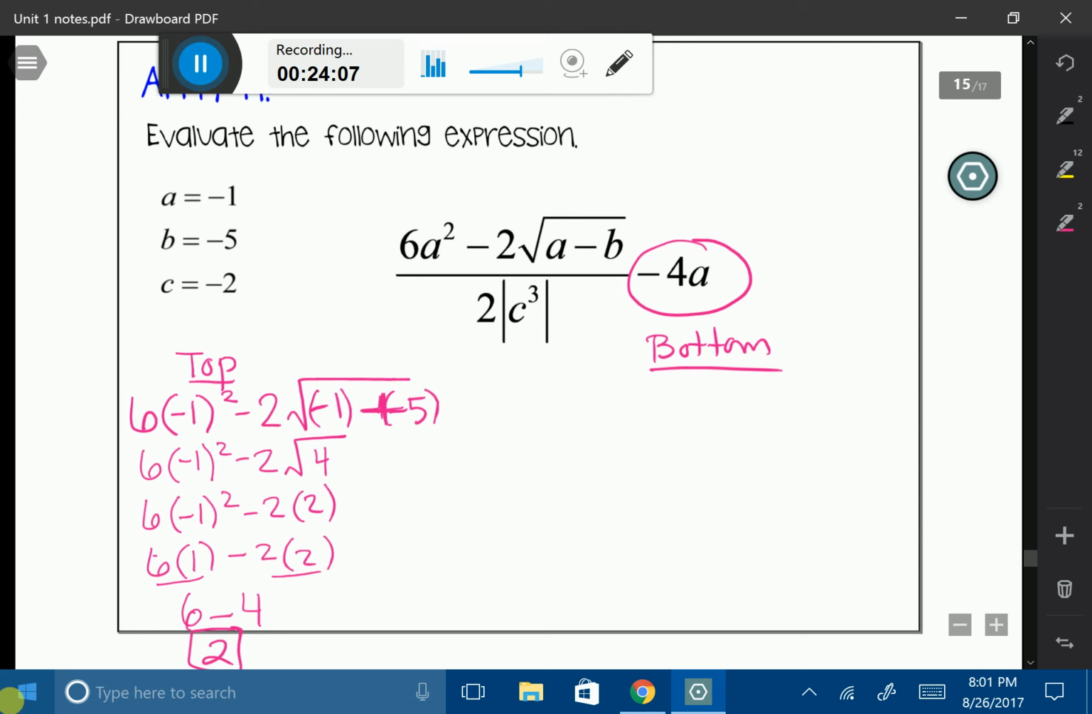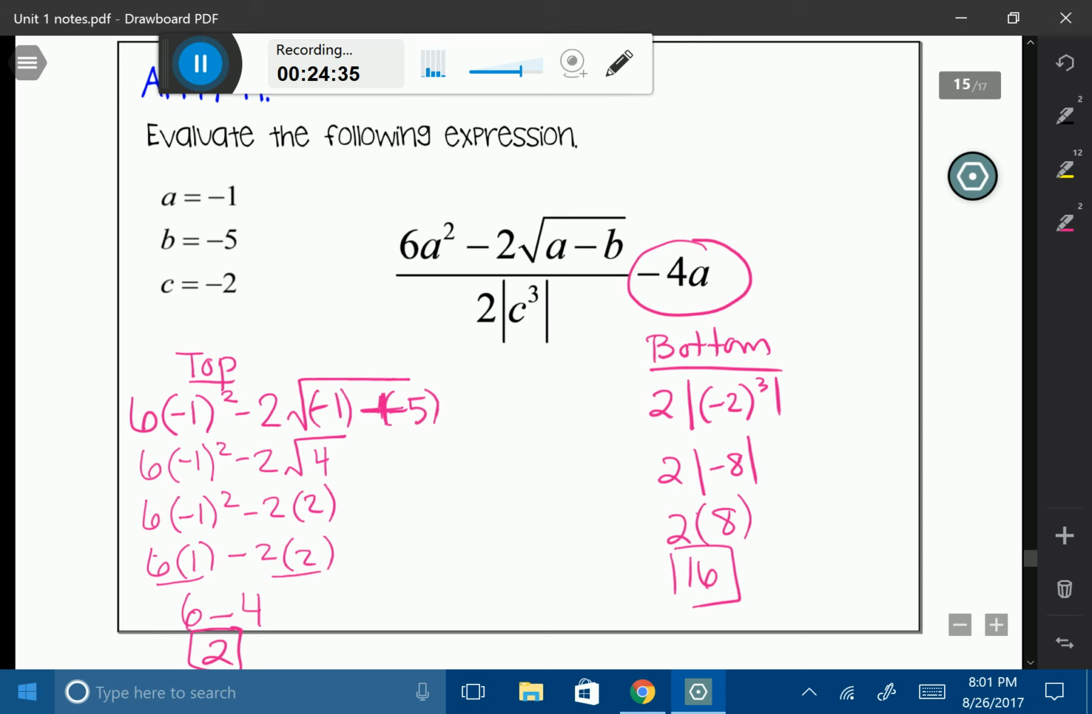All right, that's my top. Let's go do my bottom now. 2, absolute value of -2, and I have a cube. I'm going to do what's inside first. So -2 times -2 is 4. And then 4 times -2 is going to be -8. So I have 2 times the absolute value of -8, which I know is going to be 8, which is going to give me 16.